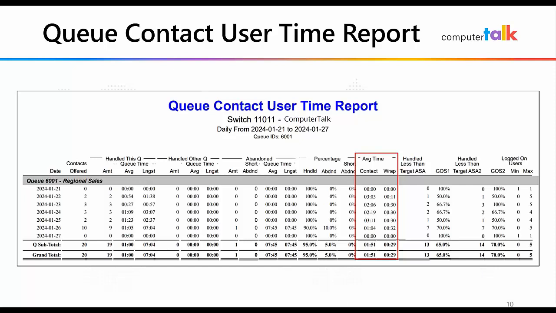So in this example, between January 21 to 27, for the regional sales queue, on January 26, they have been offered a total of 10 contacts. 9 were handled in this queue, with the average time being 1 minute and 5 seconds. 1 was abandoned, so that caller hung up before they can reach an agent.